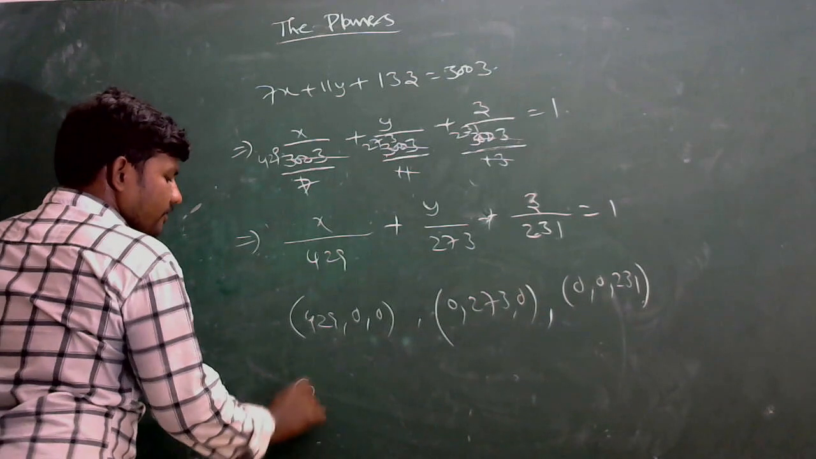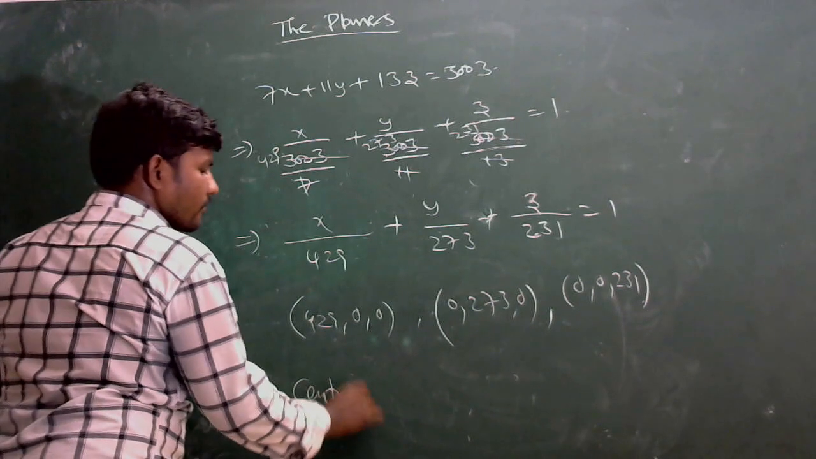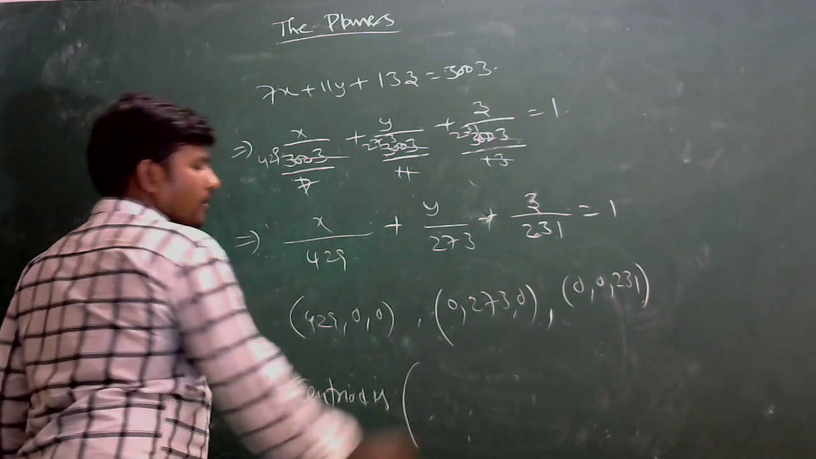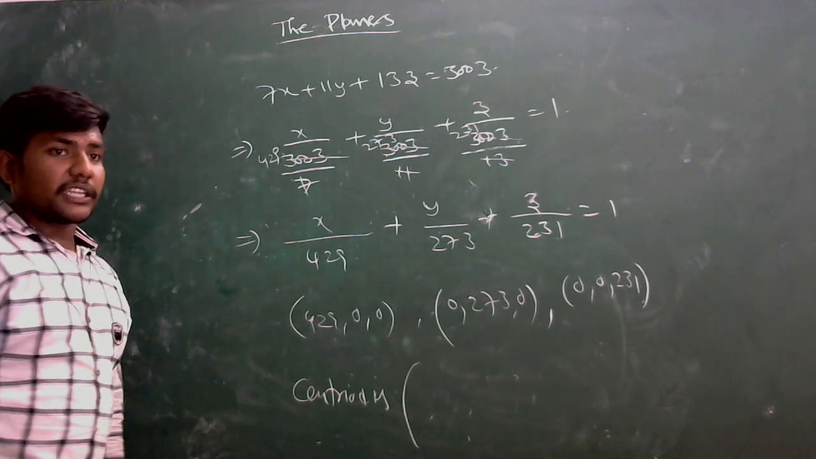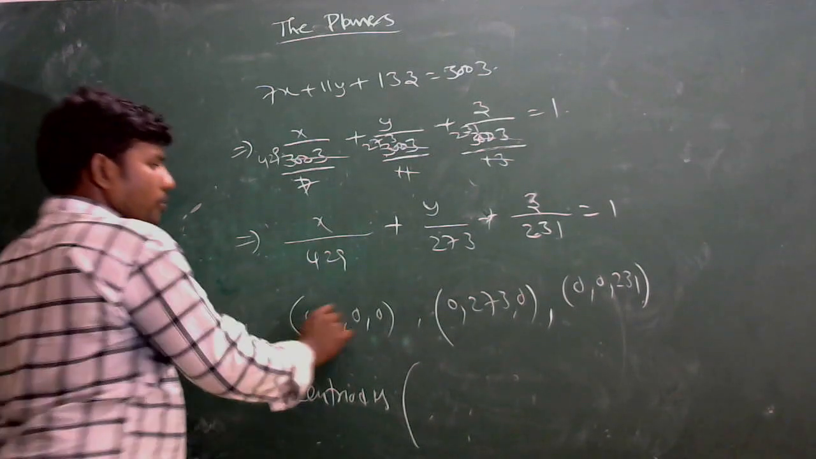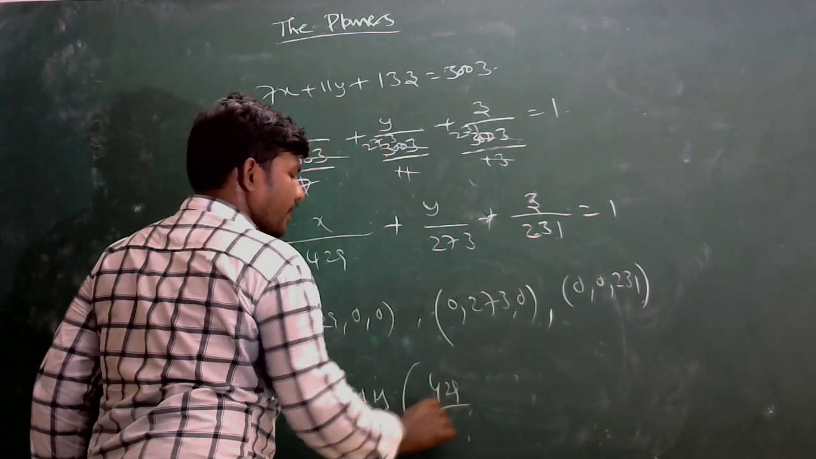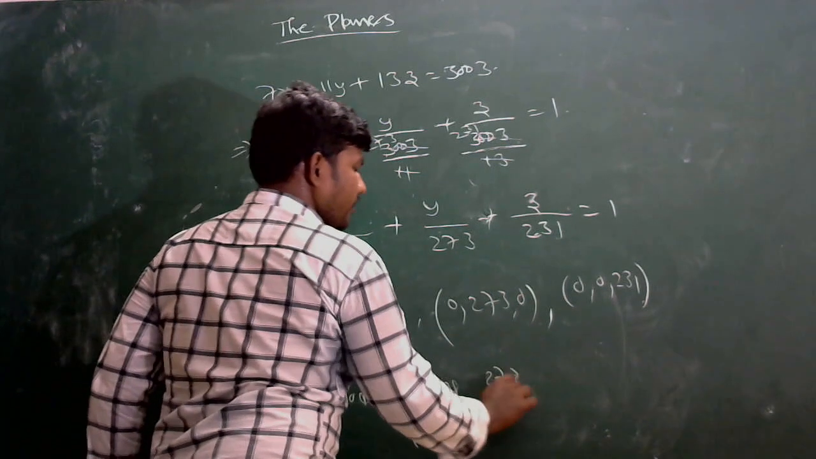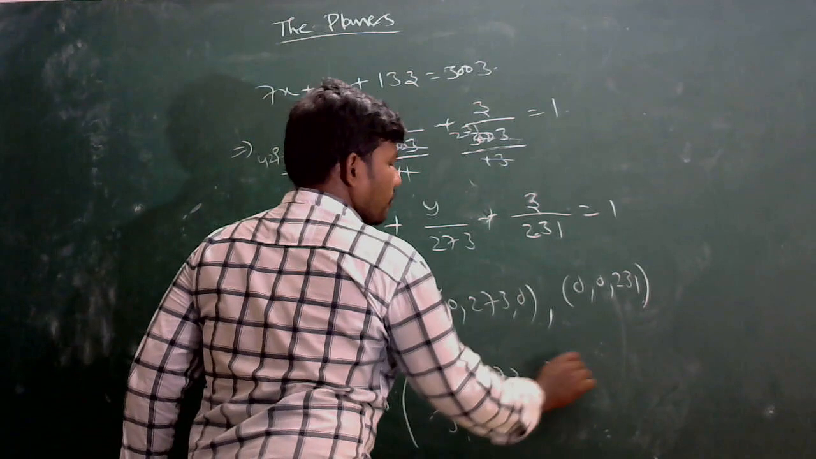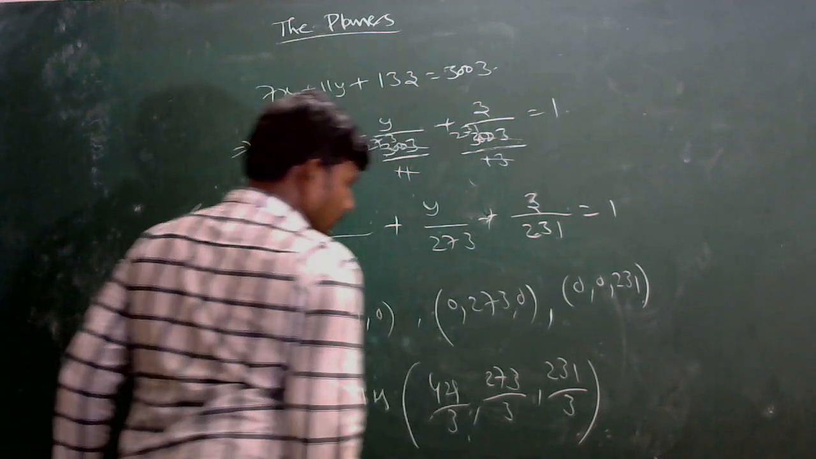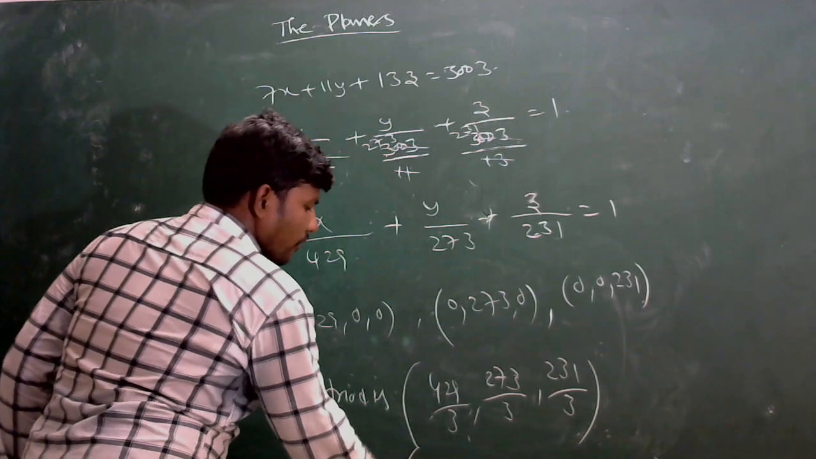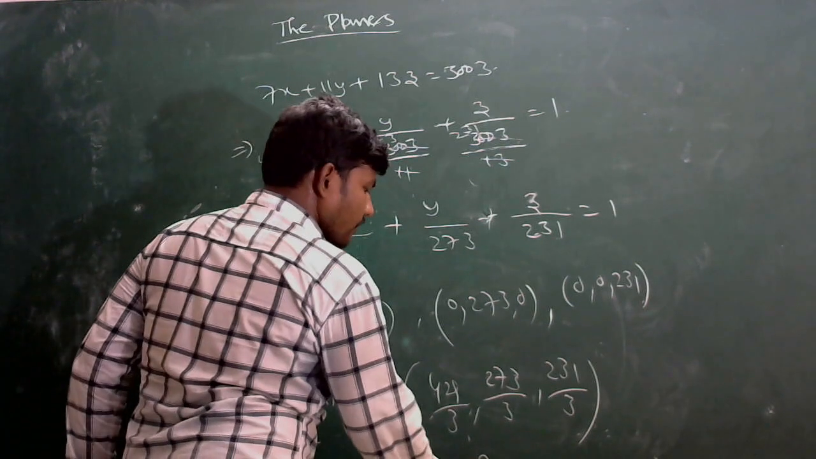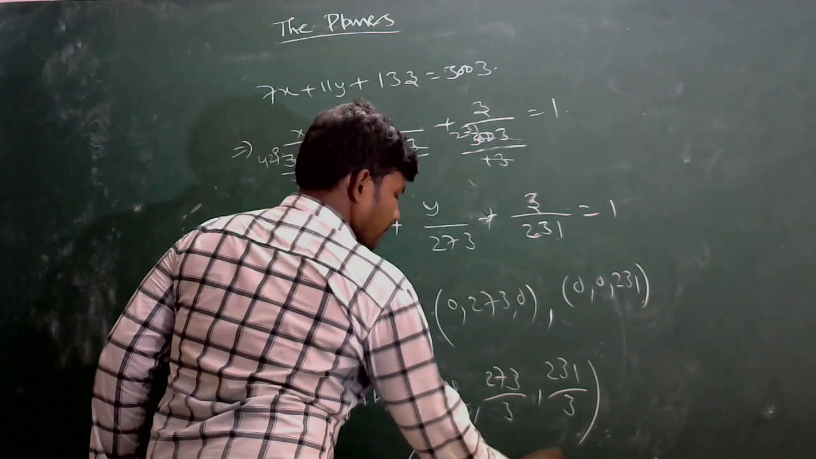The centroid is ((x1 + x2 + x3)/3, (y1 + y2 + y3)/3, (z1 + z2 + z3)/3). So 429/3, 273/3, 231/3. That equals (143, 91, 77).